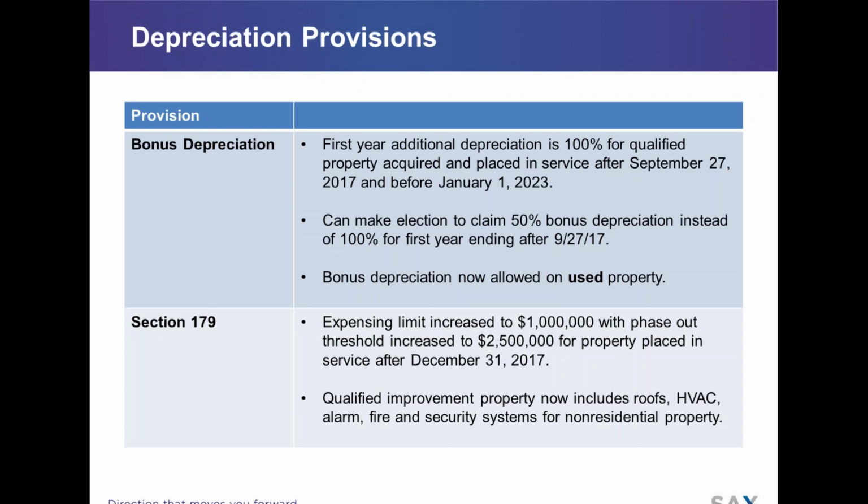Also part of Section 179, they added qualified improvement property. You can take Section 179 on what now includes roofs, your heating, ventilation and air conditioning systems, and your alarm, fire and security systems for non-residential property. And now Chris is going to go into how this affects your financial statements versus your tax return.